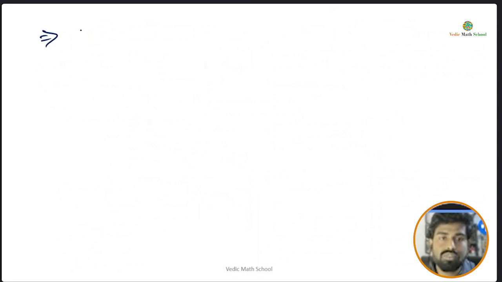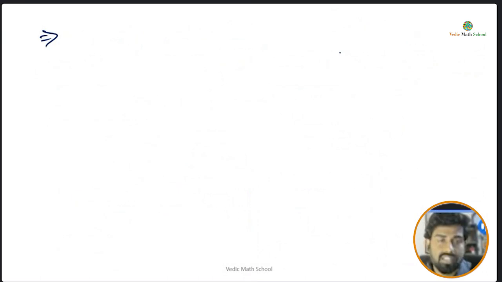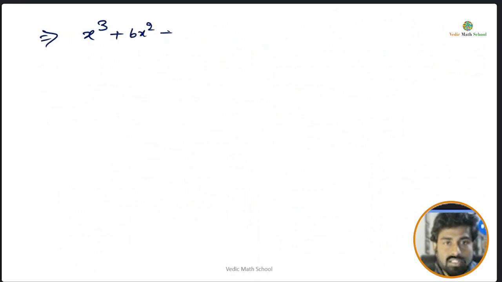Now one more thing I wanted to tell you: every time the coefficient is not a multiple of 3. In this case, 6 was a multiple of 3, but this is not the case in every question. So how we are going to solve this, we are also going to discuss. So write down x cube plus 6x square plus 11x plus 6 equal to 0. Now here you can see what we are going to do. So the solution is a plus b whole cube.